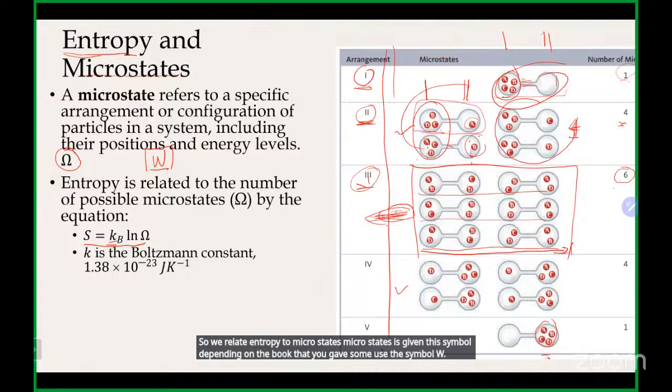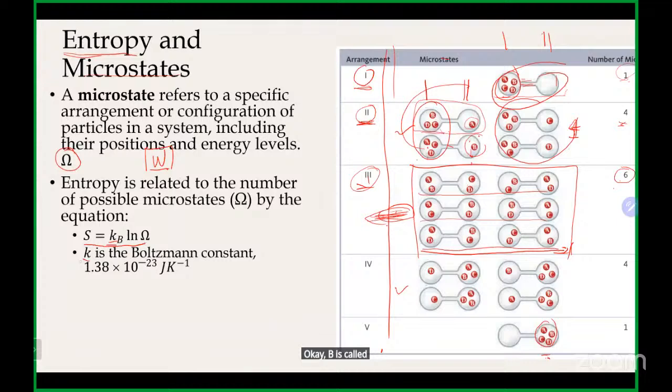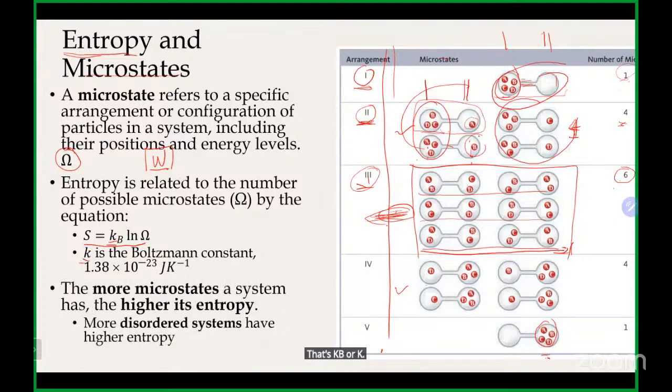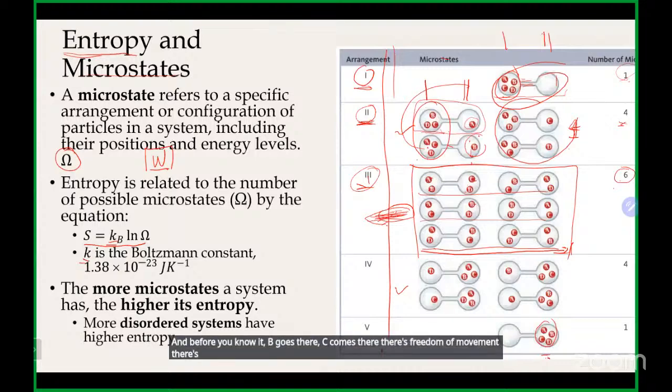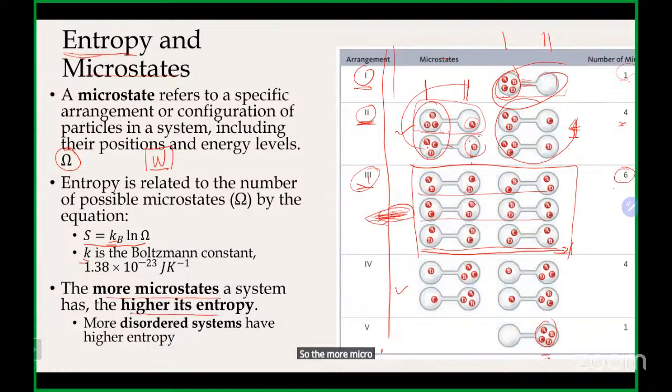And Kb is called the Boltzmann constant, Kb or K. The more microstates that you have, the more disordered the system is. Because see, you can have A, B here, and before you know it, B goes there, C comes there. There's freedom of movement. So there's a lot more disorderliness, or what we can call randomness. So the more microstates that you have, the higher its entropy. So you have a higher entropy here.